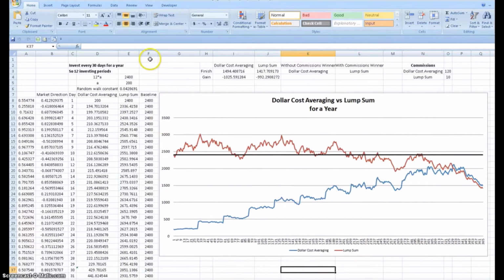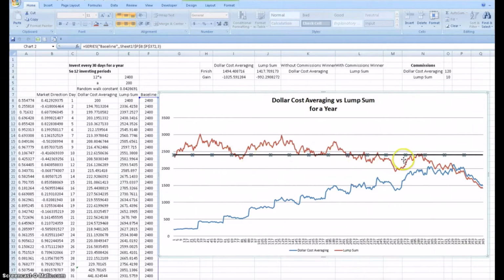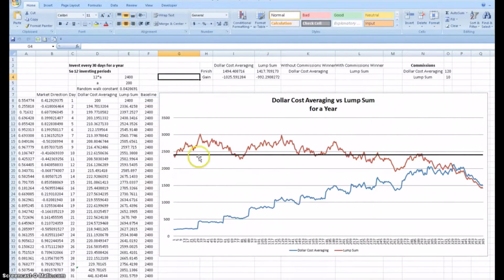So what I'm going to do is consider investing $200 every month for a year. So that gives me $2,400 that I'm investing total. This black line on the graph is $2,400. Now, this red line is lump sum. That is, I put the $2,400 in at the beginning of the year and let it ride out.